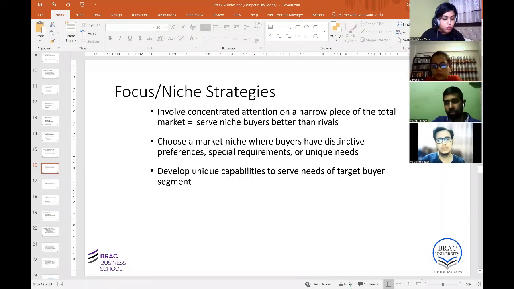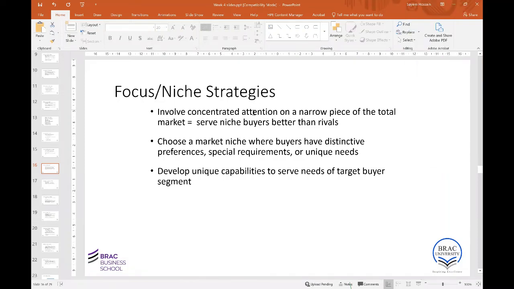So what that involves is concentrating your attention on a narrow piece of the total market. Unimart knows that not everyone is going to buy from their store as compared to Meena Bazar or Agora, but they only concentrate on a specific market. Choose a market niche where buyers have distinctive preferences, special requirements, or unique needs, and develop unique capabilities to serve the needs of the target buyer. So these are some examples.